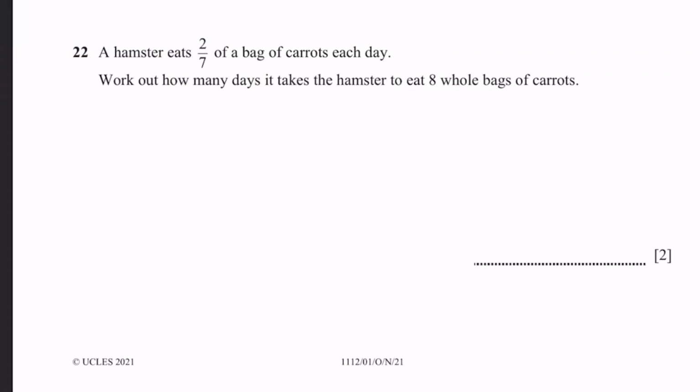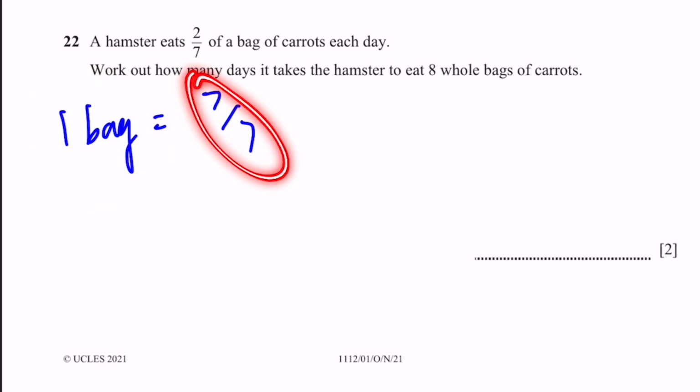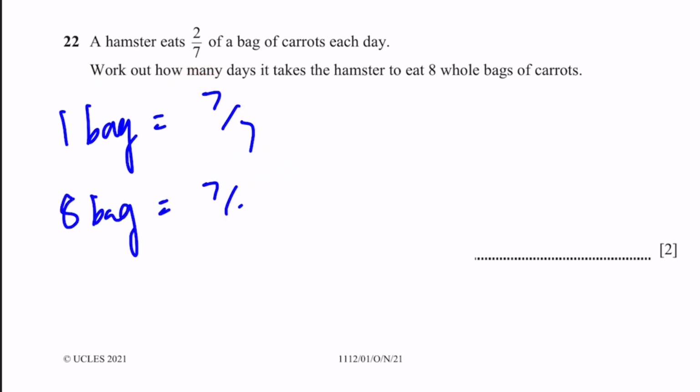Question 22. The hamster eats 2 by 7 of a bag of carrots each day. Work out how many days it takes the hamster to eat 8 whole bags of carrots. So we need to find 8 whole bags of carrots. So 1 bag can also be written as 1 whole, which is 7 by 7 here. This is 2 by 7, and if you will make 7 the denominator and 1 bag, we can make it 7 by 7. So 8 bags is equal to 7 by 7 into 8, which is equal to 56 by 7.